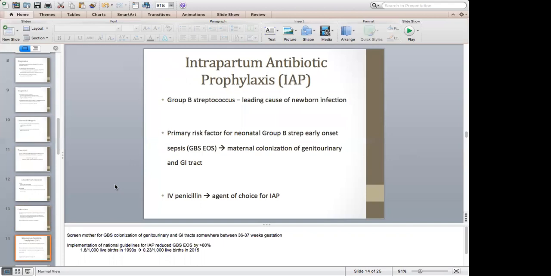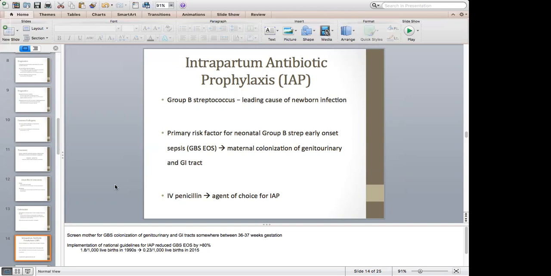Something else that they've started doing in early onset sepsis treatment is giving the mother intrapartum antibiotic prophylaxis, or IAP. The reason they do this is because group B strep is the leading cause of newborn infections, and the primary risk factor for the neonate to get group B strep is colonization of the mother's genitourinary or GI tracts. So they screen the mother for group B strep somewhere between 36 and 37 weeks gestation. Since they've started doing this, it has reduced group B strep early onset sepsis by greater than 80%.